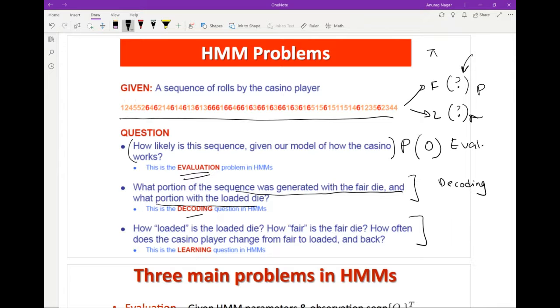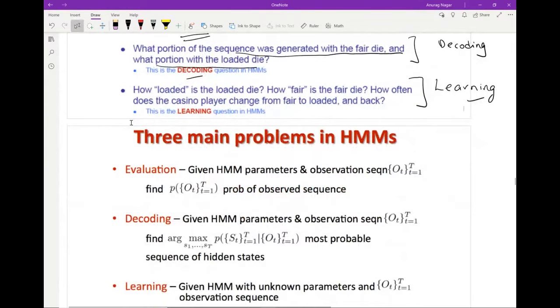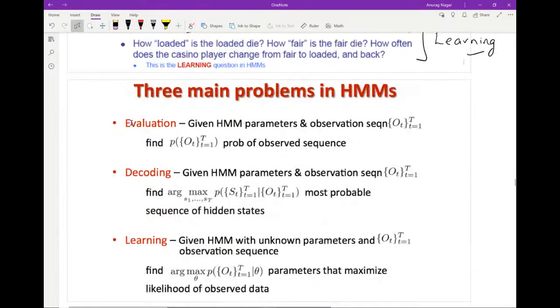So it's like a chicken and egg problem because you are not given anything much, but you are given observables, and you have to figure out which was generated by which, and then you have to tell me the parameters of each. So this is called the learning question, which is obviously the hardest one, and maybe in advanced classes you will be working with this. So evaluation, which is the first thing, decoding and learning problem.